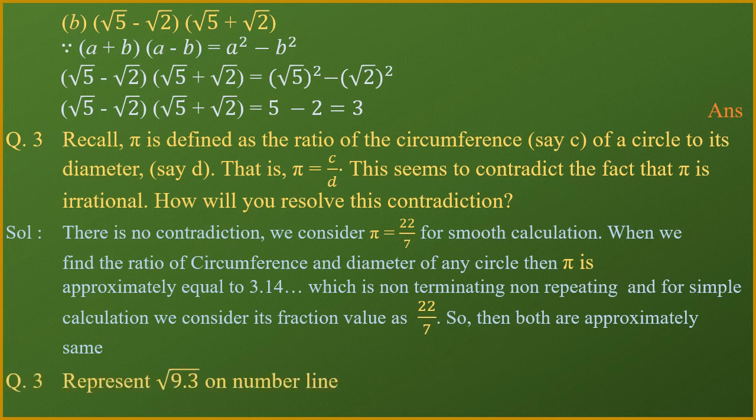Now let us see the question number 4th. Sorry, here I have written question number 3rd only. So please read as question number 4th. Represent root of 9.3 on number line. Now see students, earlier we have seen how to draw the root of 2, root of 3, root of 5 onto the number line. Now we are taking the decimal value onto the number line. Okay, so let us see how we can find out the decimal value in the square root to be plotted onto the number line. So let's see.